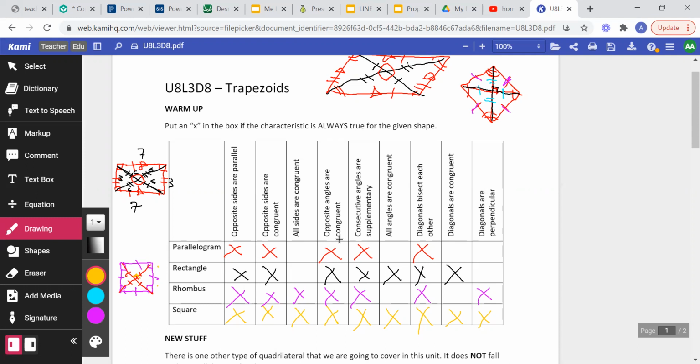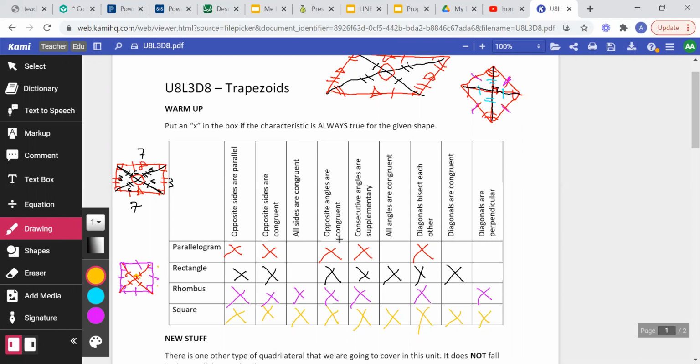In the case of rhombus, opposite sides are parallel and congruent. Opposite angles are congruent, consecutive angles are supplementary, the diagonals bisect each other. And in addition to that, the diagonals are perpendicular, okay? And sides are congruent, but square takes it all.